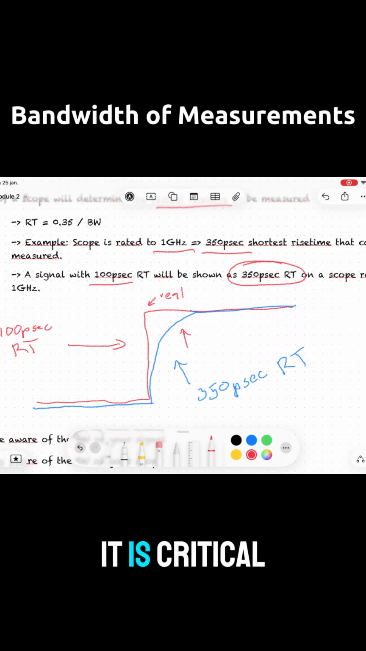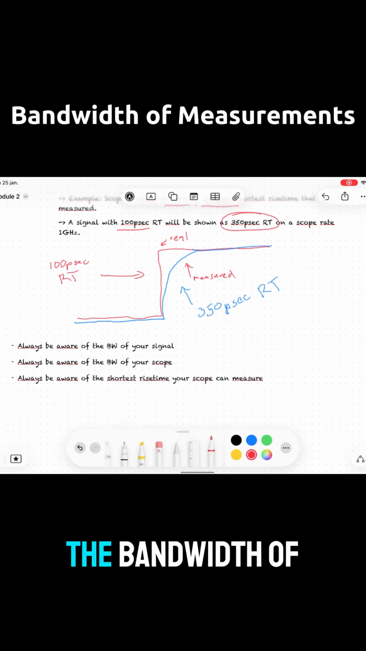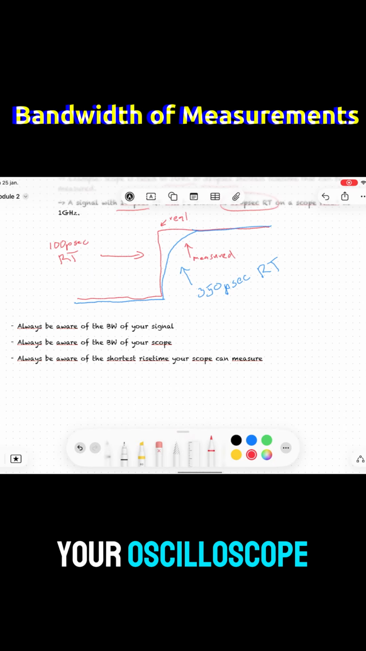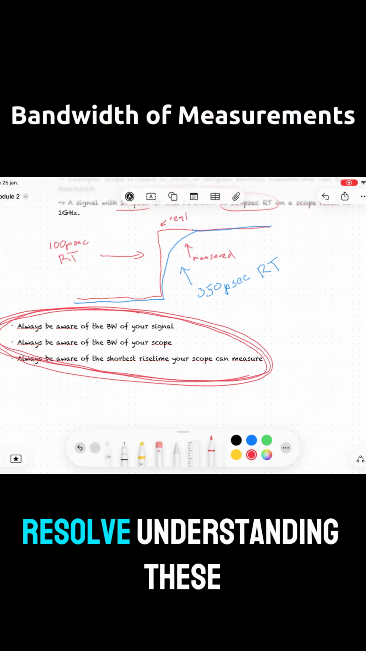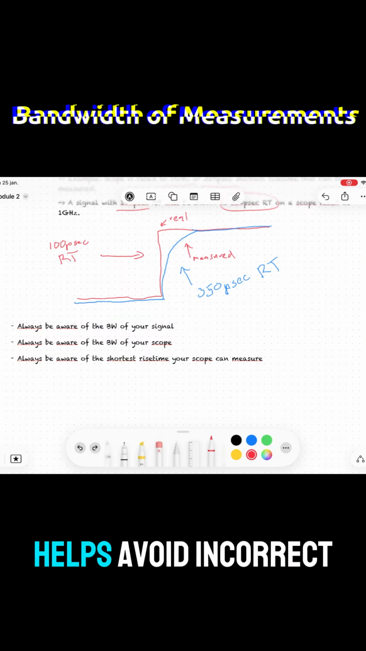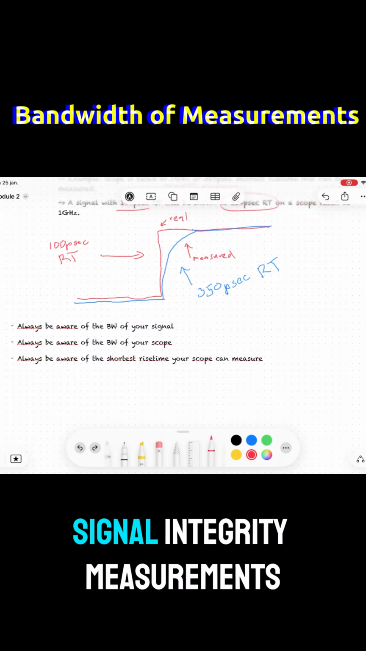This is why it is critical to always be aware of the bandwidth of your signal, the bandwidth of your oscilloscope, and the shortest rise time your measurement setup can accurately resolve. Understanding these limitations helps avoid incorrect conclusions and is a key part of making reliable signal integrity measurements.